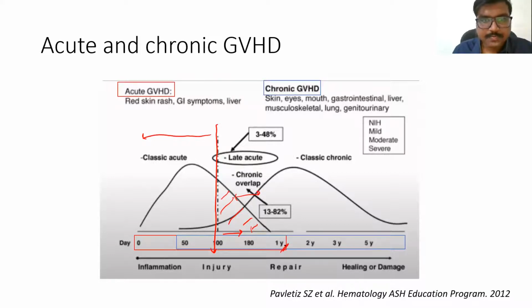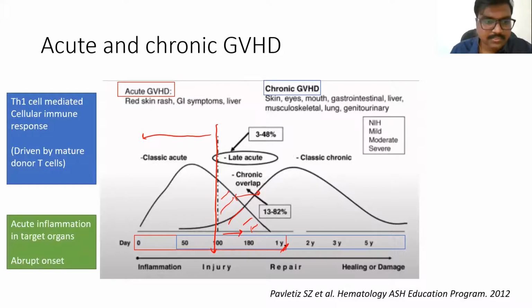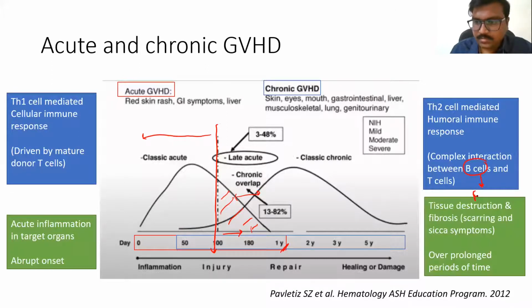Acute GVHD is a Th1 cell mediated immune response, which is driven by mature donor T cells and leading to abrupt onset of symptoms due to acute inflammation in the target organs. Whereas chronic has a different pathophysiology. It is a Th2 cell mediated humoral immune response because of complex interaction between B cells and T cells. These B cells are involved in fibrogenic pathways, and it leads to tissue destruction and fibrosis, leading to scarring and sicca symptoms over prolonged periods of time.